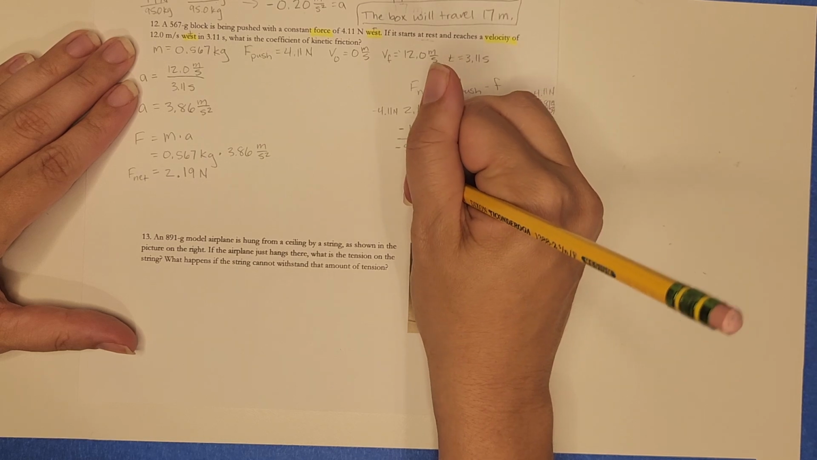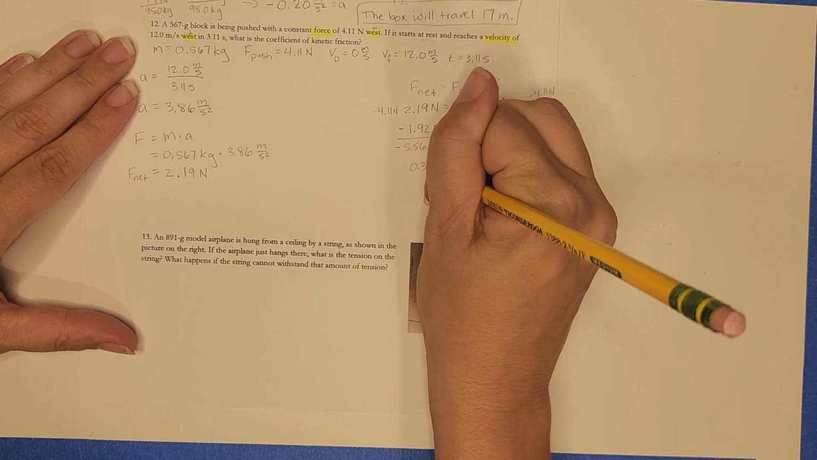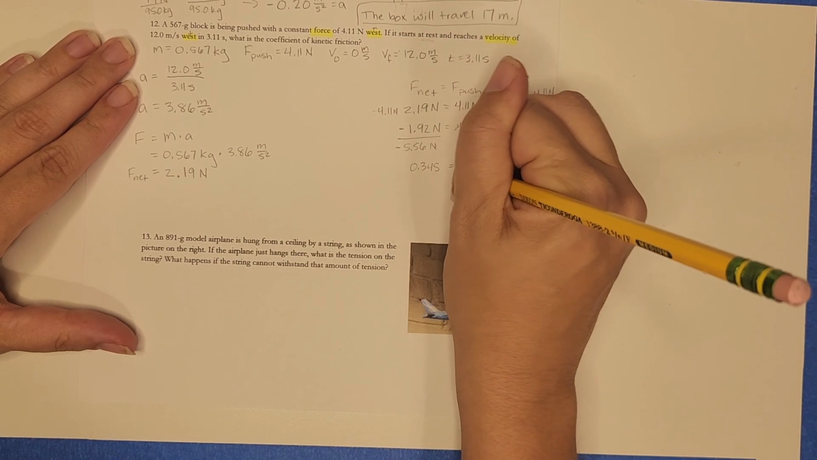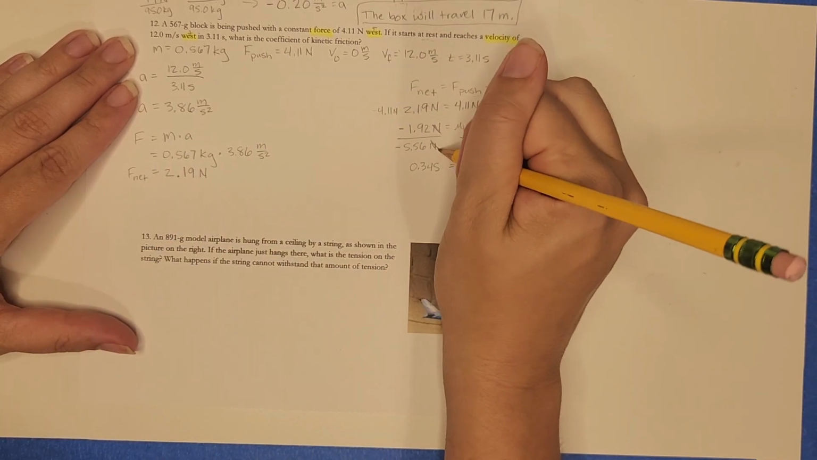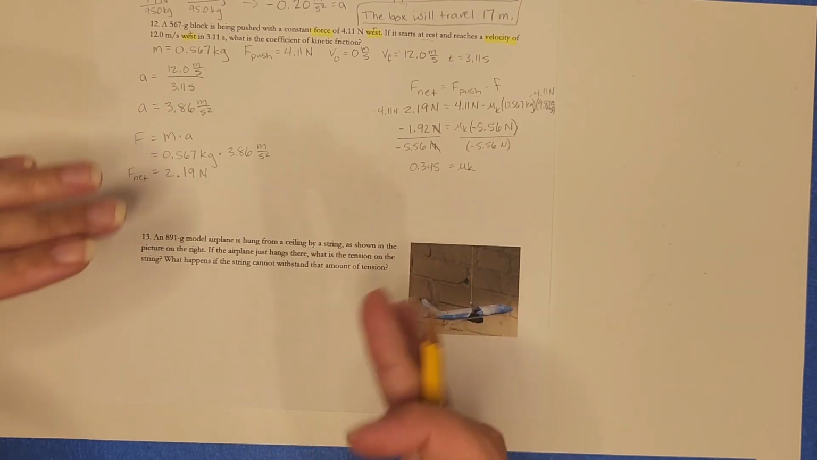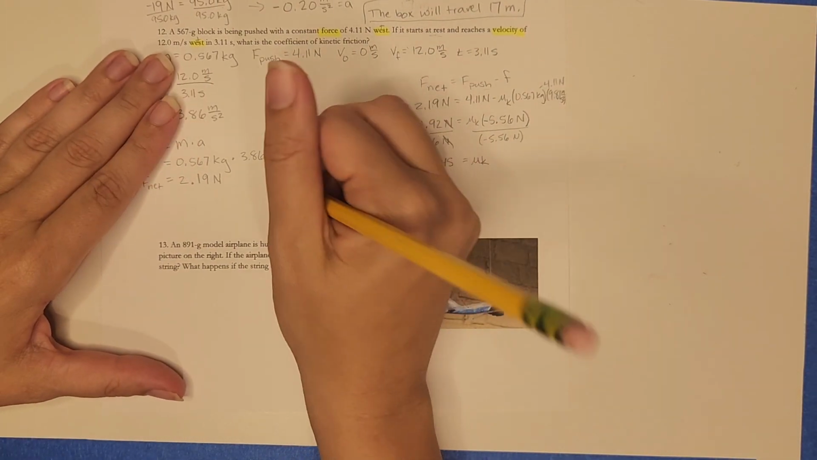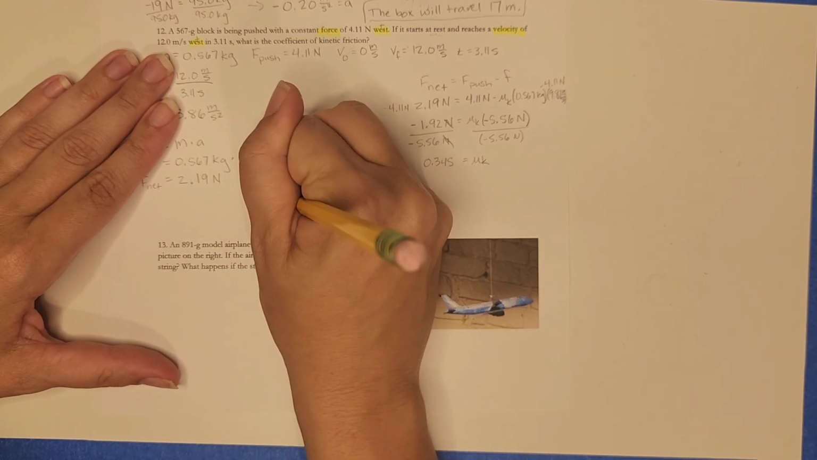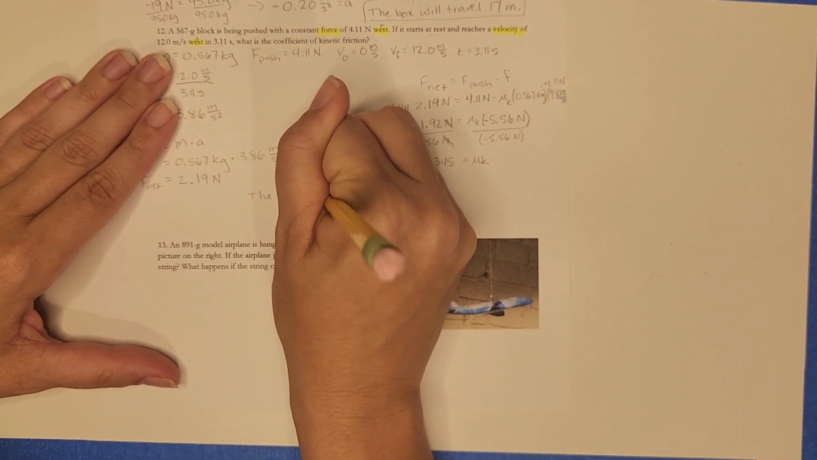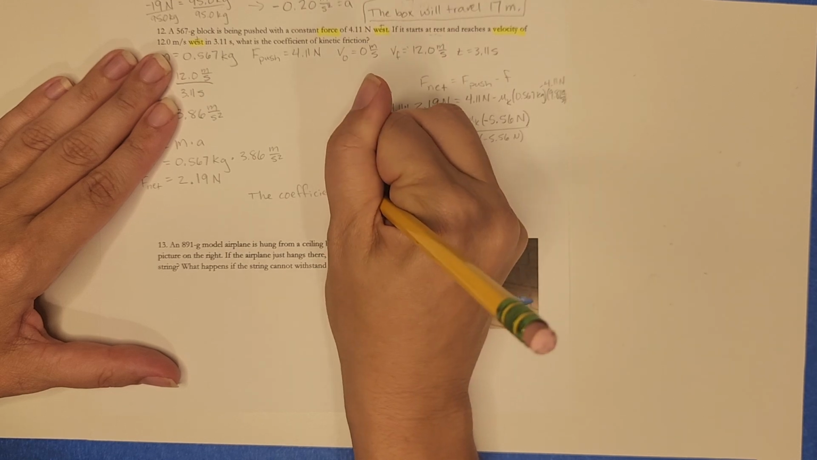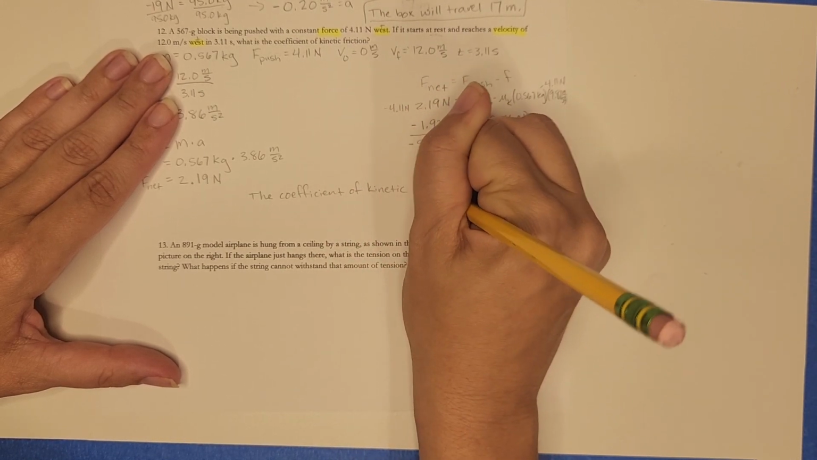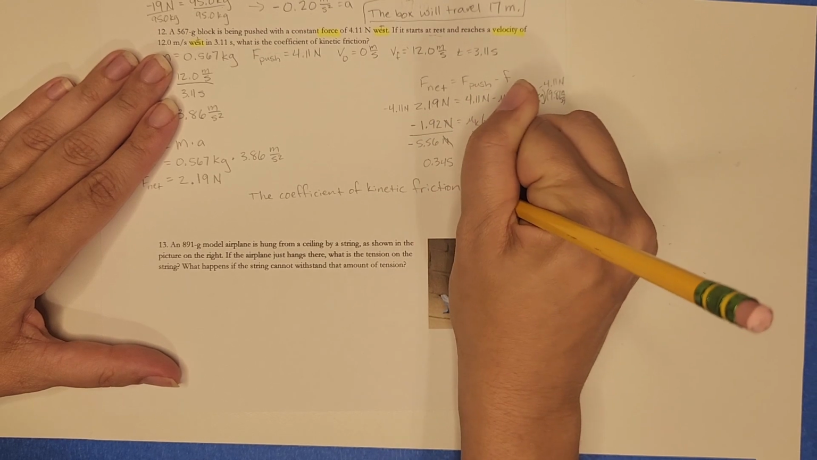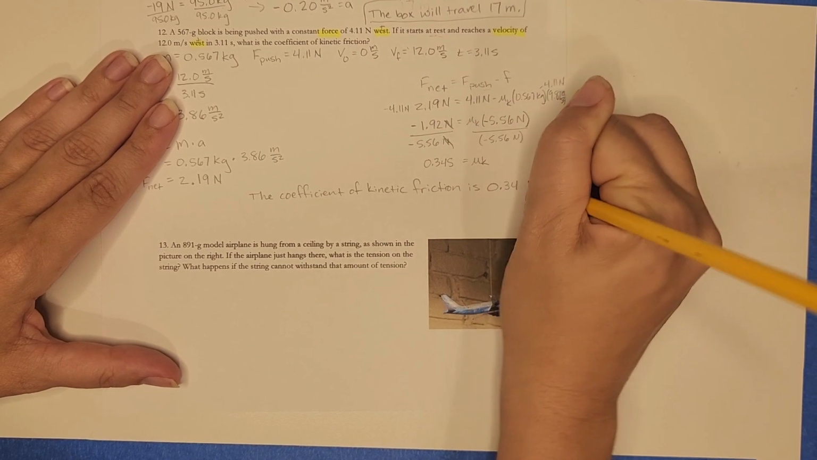And I get 0.345. Okay, no units because the newtons cancel. Okay, and coefficients of friction do not have units. So the coefficient of kinetic friction is 0.345.